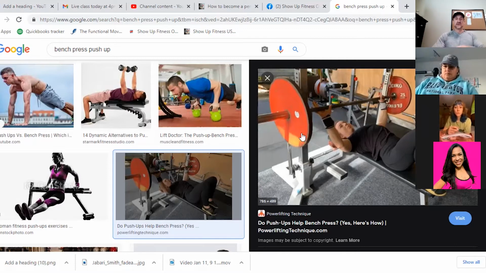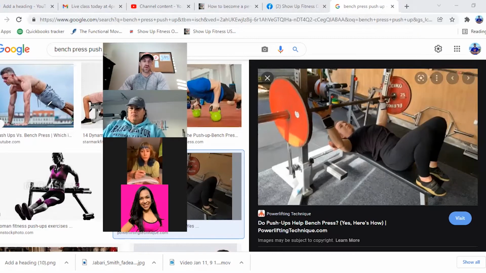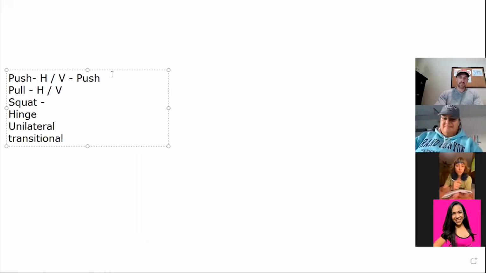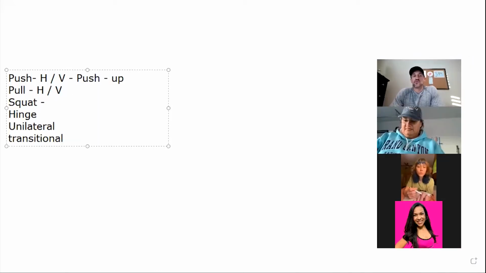It's regressed. Okay. So when you look at these patterns, we start out with the most regressed. So a regressed pattern for a push would be a push-up. Now, anyone can chime in, or hold on, you can as well. What do you think would be a regressed pull exercise?